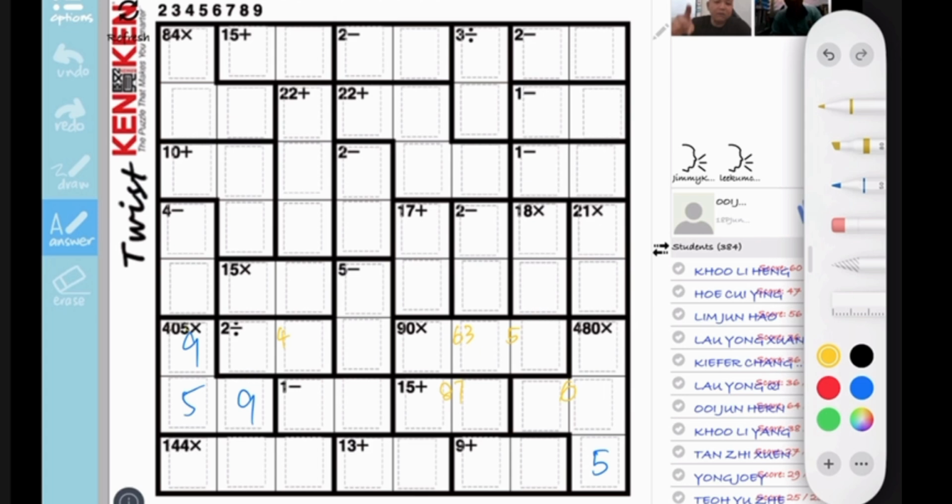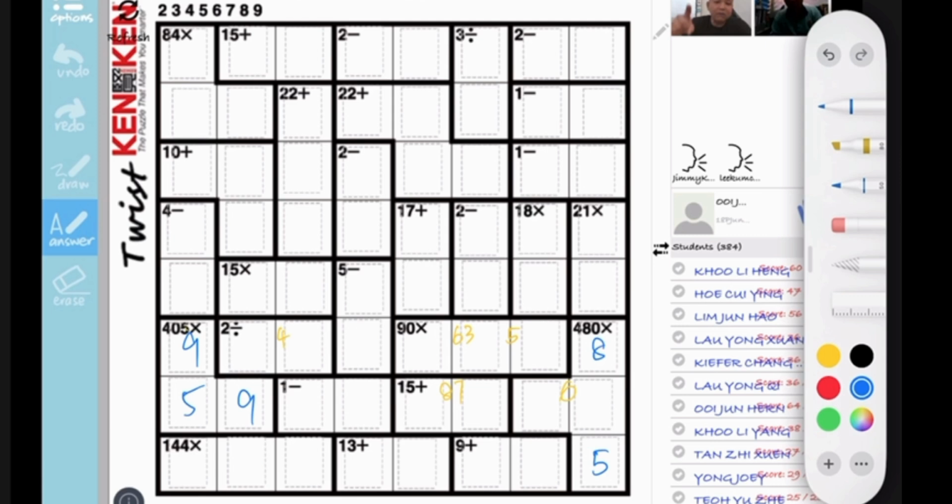And then looking at the 480 multiple here, we have 6 and 5 already, so we have 30. And 480 divided by 30, we will get 16. And to get 16, we have 8, 2 or 4, 4. But we have a 4 here. Okay. Yeah, we have a 4 here, so it must be 8 and 2. But 8 is present in the second last row, so 8 must be here.